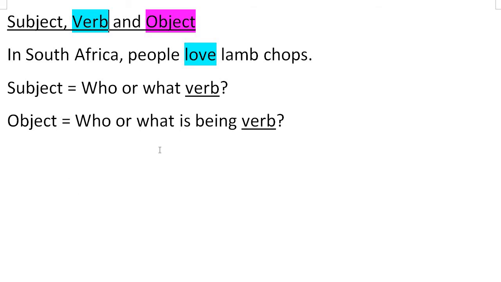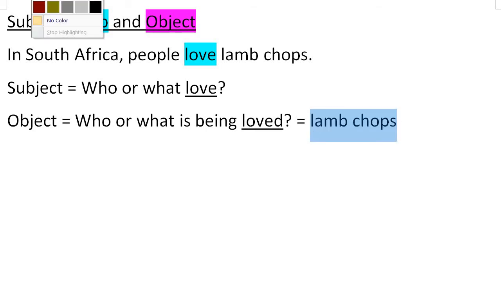Now, let's get to the subject. So let's replace this with love and replace that with loved. Right. The object's easy. Who or what is being loved? Your object will therefore be lamb chops. Okay. Very easy. That one is simple.